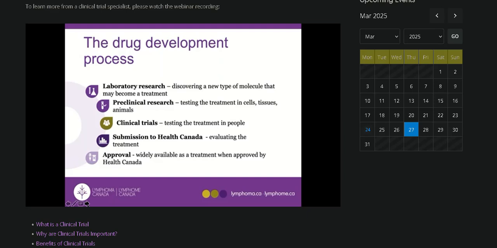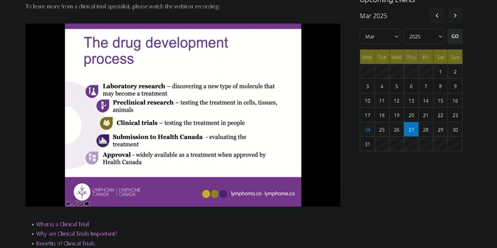So just to walk you through that a little bit, the idea of laboratory research, so this is where you think of scientists in the lab, they might be mixing things up, they might be doing all kinds of experiments. And you can think of that in the way that they're discovering a new type of molecule that might become a treatment, or they've even found a new target, for example, that's related to a specific disease or condition that they might develop a new type of molecule for.